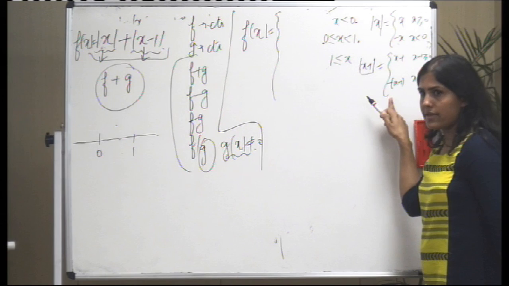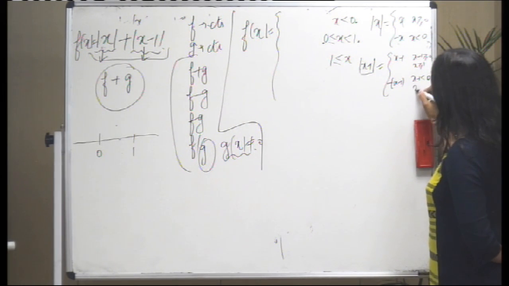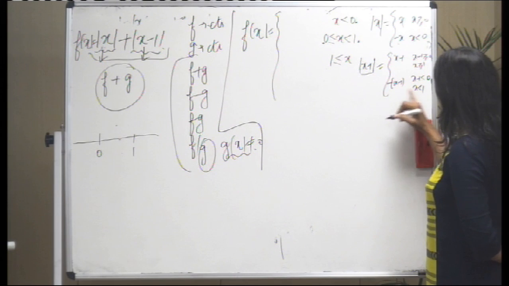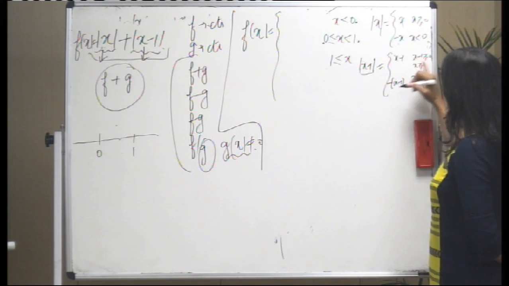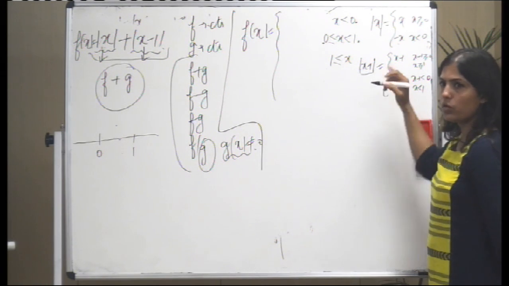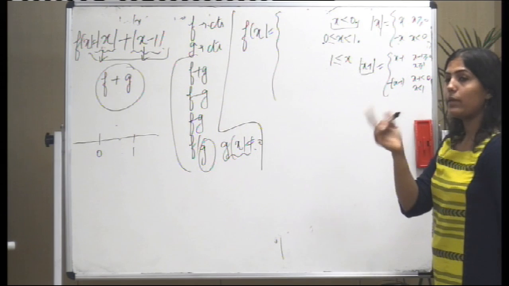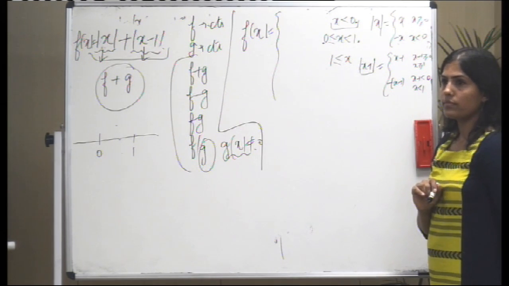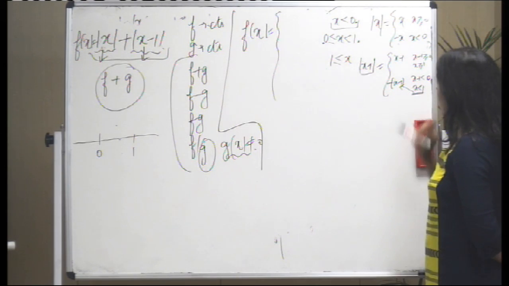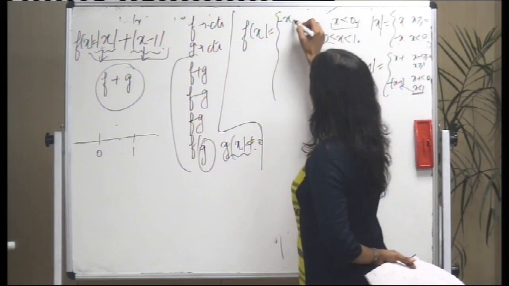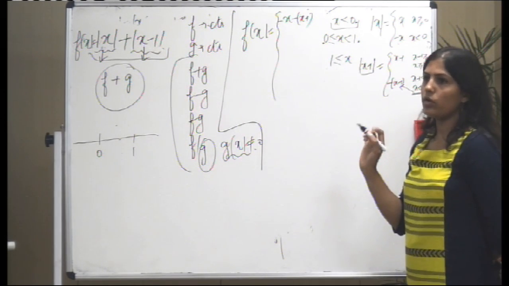If x is less than 0, I am just solving it a little bit. It means x is less than 1: for values less than 1, this is the value; for values greater than or equal to 1, this is the value. If x is less than 0, it means x is less than 1 also, so which value will you take? This one: minus of x minus 1, this is the value.